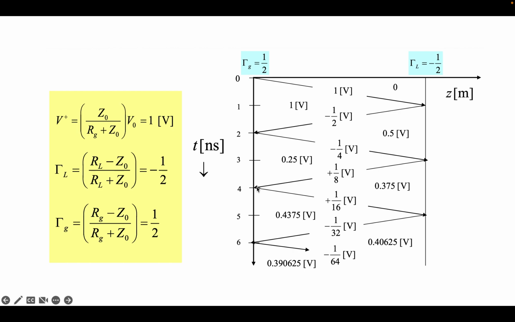And then you can keep going, right? So 1 by 8 multiplied by 1 by 2 will be 1 by 16, and then at t is equal to 5 nanosecond you will be coming to the end of the transmission line again, and you multiply it with minus half, so it will be minus 1 by 32, and then minus 1 by 64. So does anyone able to get the right answer of this? No?